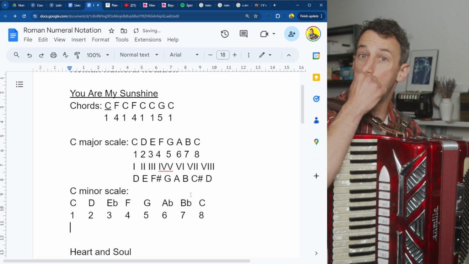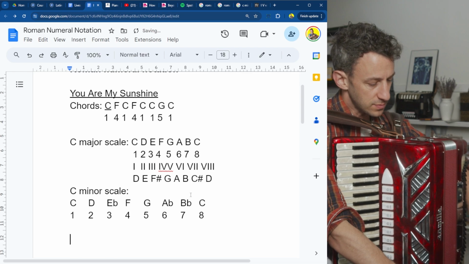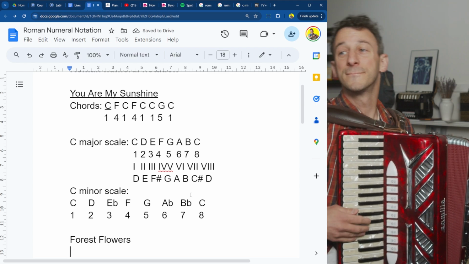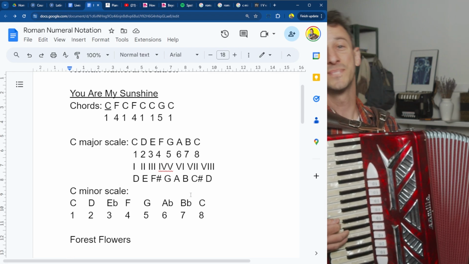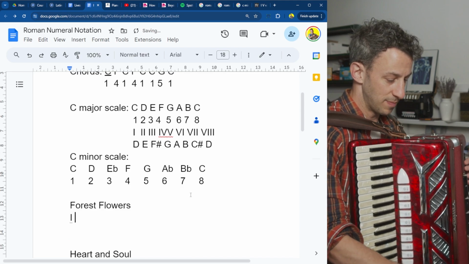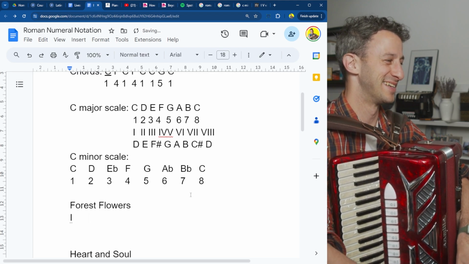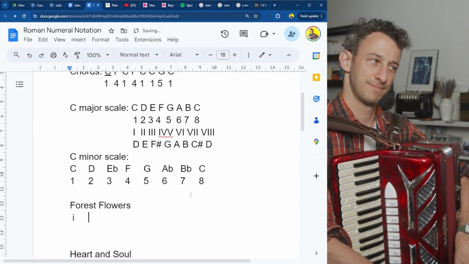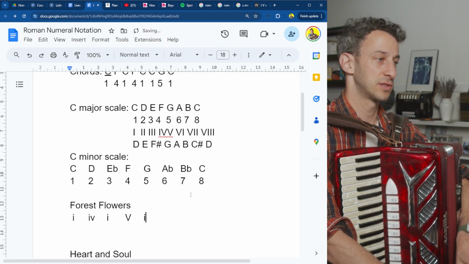And now if I'm playing a minor song, if I'm playing Forest Flowers, if I'm communicating to a friend the song Forest Flowers, part A, I would say, is a minor 1 to a minor 4. Minor 1, it's capitalizing it, that's okay. Minor 1 to a minor 4 to a minor 1 to a 5 to a 1. This is part A.